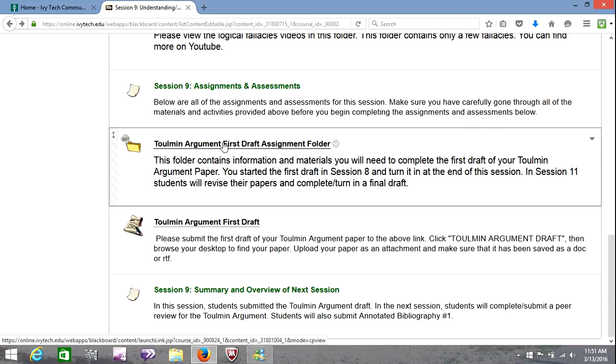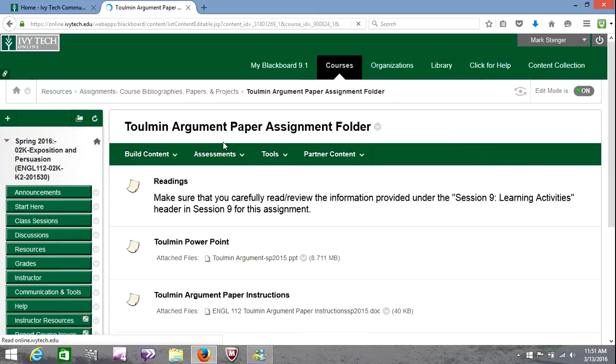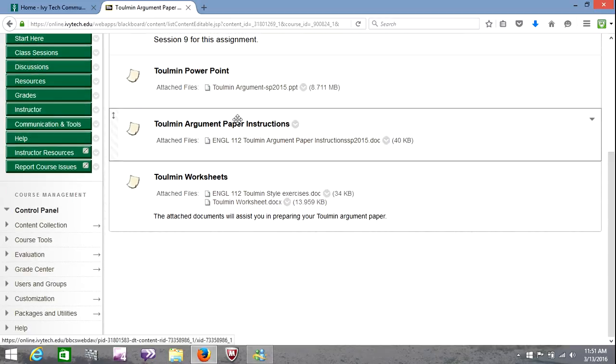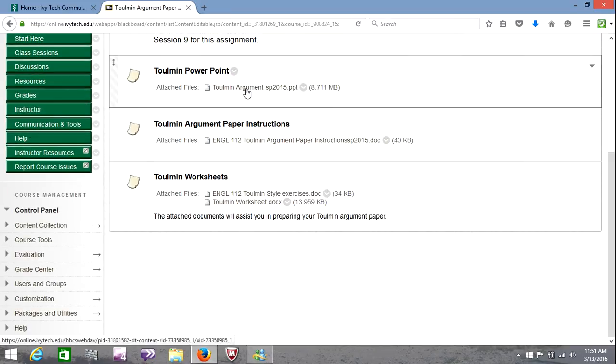But I want to spend more time looking at the assignment folder because I think it's more important. This is the same PowerPoint that we looked at previously about the Toulmin argument and its model. Here are the instructions.